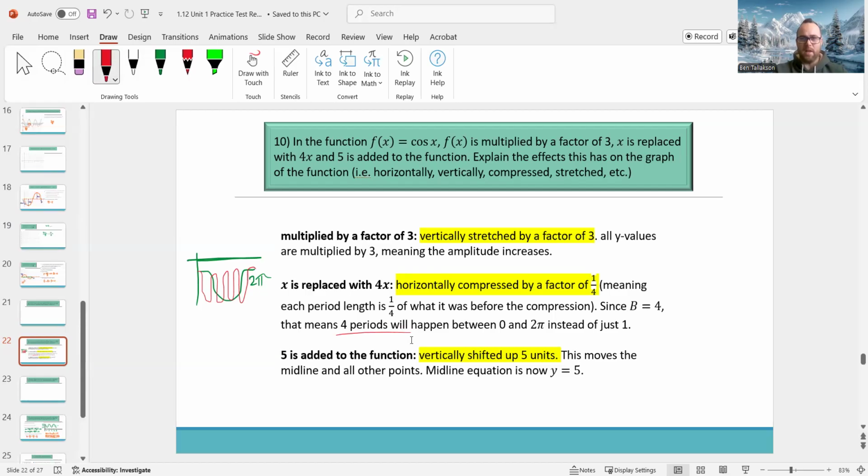And finally, 5 is added to the function. We always see that at the end. That means there's a vertical shift up by 5 units. And what does that do? Well, that moves the midline as well as every other point. So the new midline equation is y equals 5.